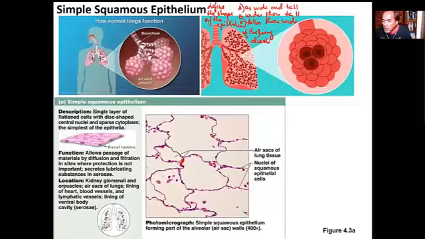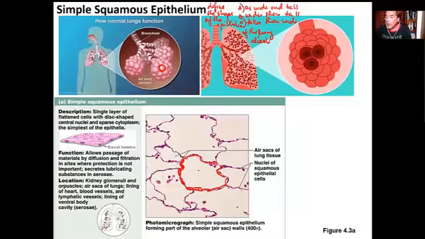This is simple squamous epithelium. So you notice there's a flattened cell with nuclei, flattened cell, flattened cell, flattened cell, and it actually wraps around this ball. This is because if I cut through that sac, this is the alveolar sac, I'm going to just see the edges of the alveoli.